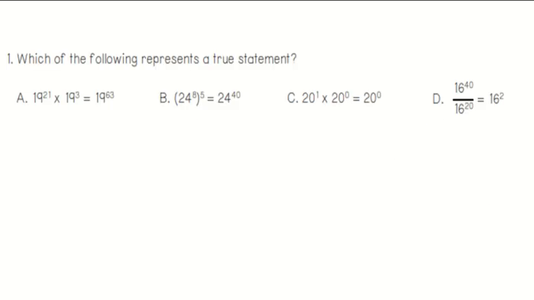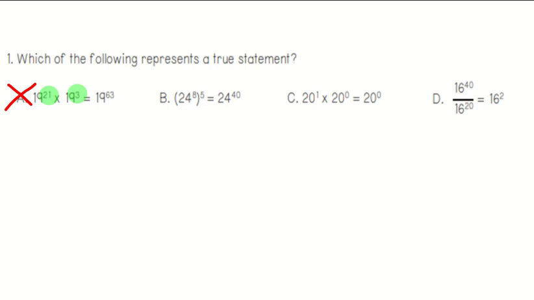All right, so if we look at these here, I know these maybe are a little tiny. We're looking for which one's a true statement. So A here, I've got multiplication. When I multiply, what do I do with my exponents? Add. So I've got 19 to the 21st power and 19 to the 3rd power. I should have 24, right? That one has 19 to the 63rd power. So that one's not true.